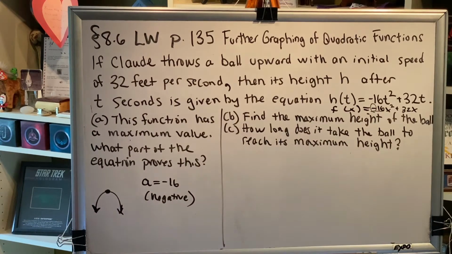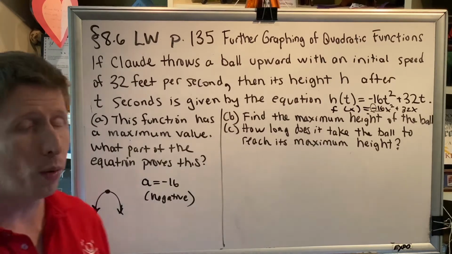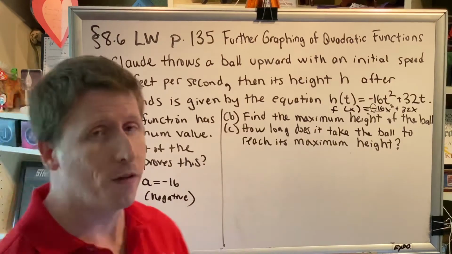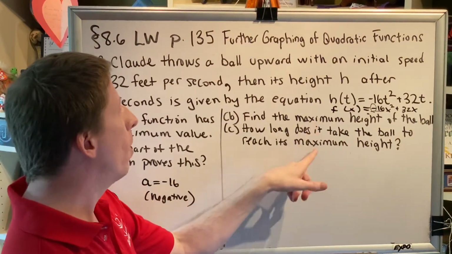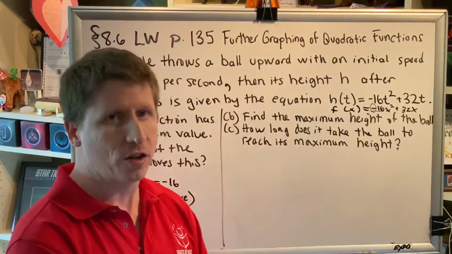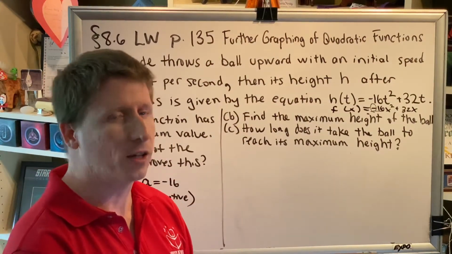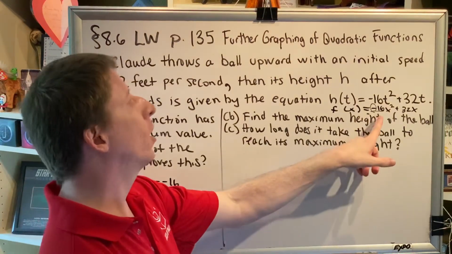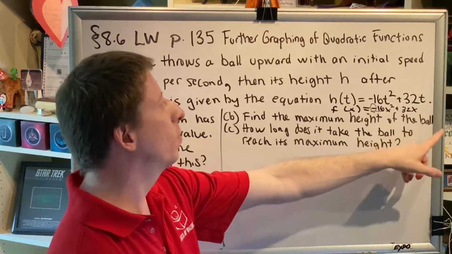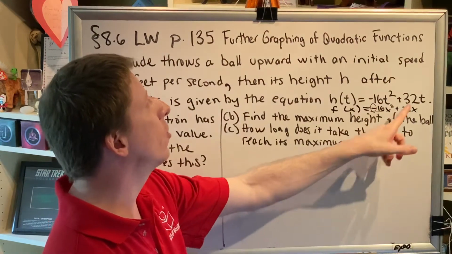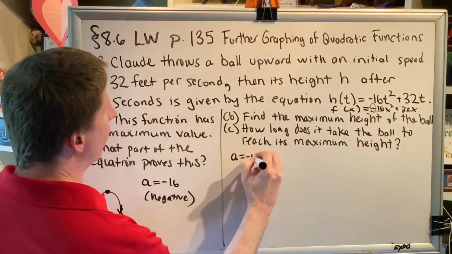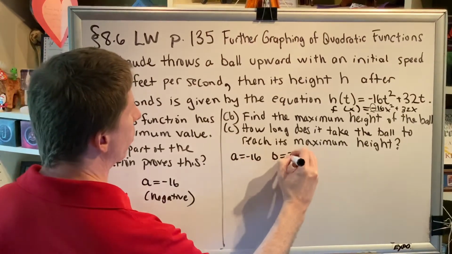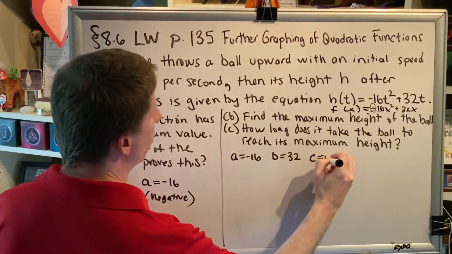Part B, find the maximum height of the ball. Part C, how long does it take the ball to reach its maximum height? Both of those questions are answered by finding the vertex. When you see a problem that uses an extreme word like minimum or maximum, verify that your equation is quadratic, because if it is, the vertex will answer the question. Well, this is definitely quadratic. ax squared plus bx plus c. A is negative 16, b is 32, c is 0. So let's write those things down. A equals negative 16, b equals 32, c equals 0.